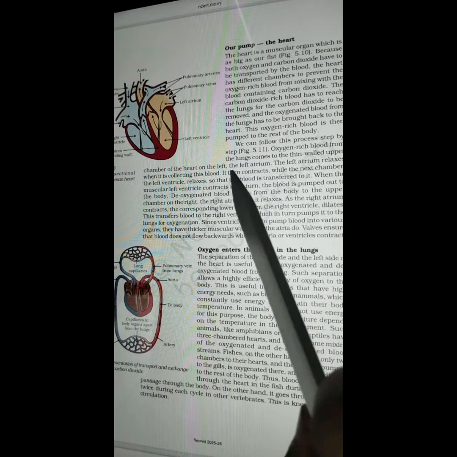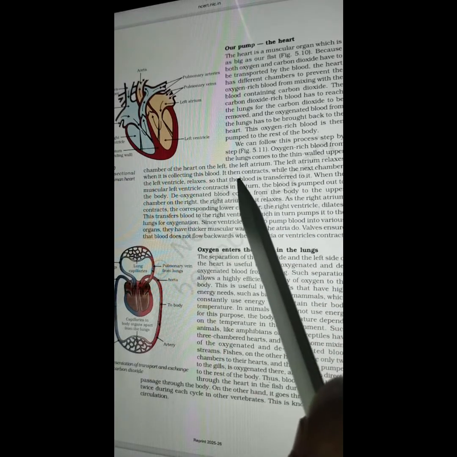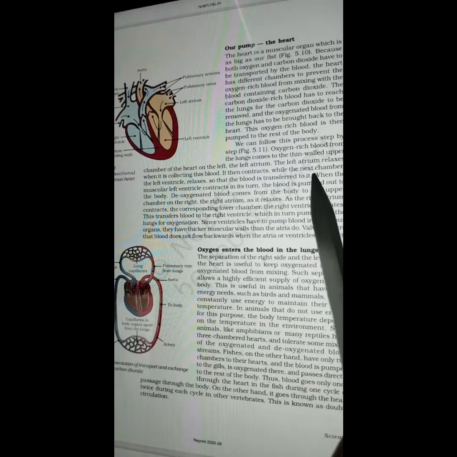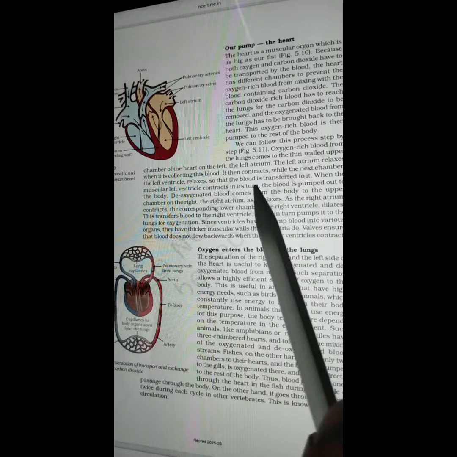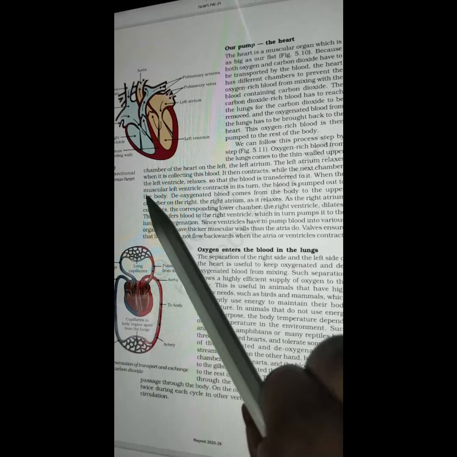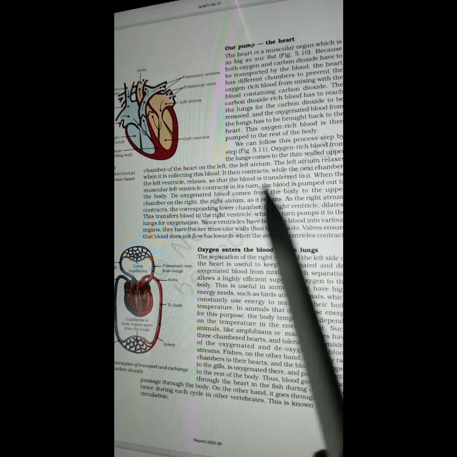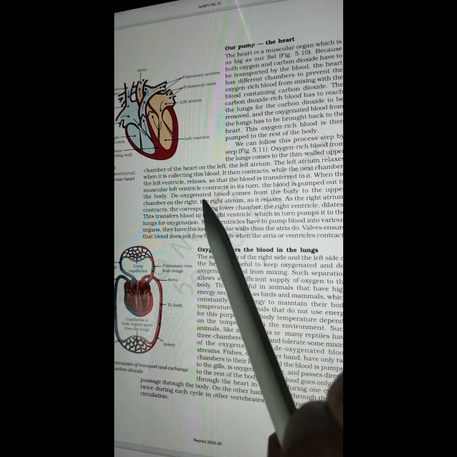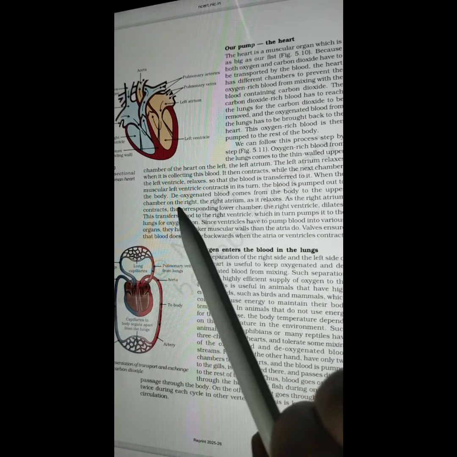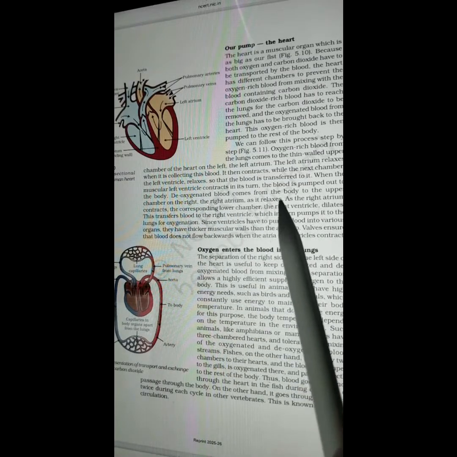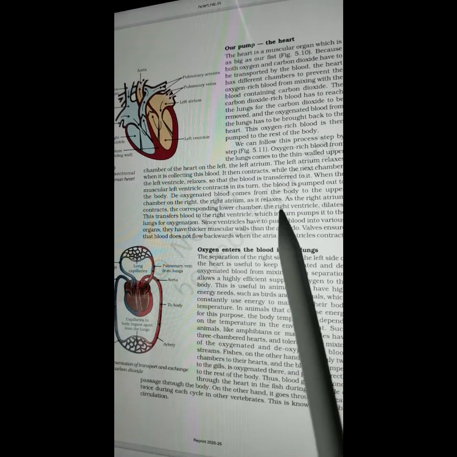Oxygen rich blood from the lungs comes to the thin walled upper chamber of the heart on the left, the left atrium. The left atrium relaxes when it is collecting the blood. It then contracts, while the next chamber, the left ventricle, relaxes so that the blood is transferred to it. When the muscular left ventricle contracts in its turn, the blood is pumped out to the body. Deoxygenated blood comes from the body to the upper chamber on the right, the right atrium, and it relaxes.